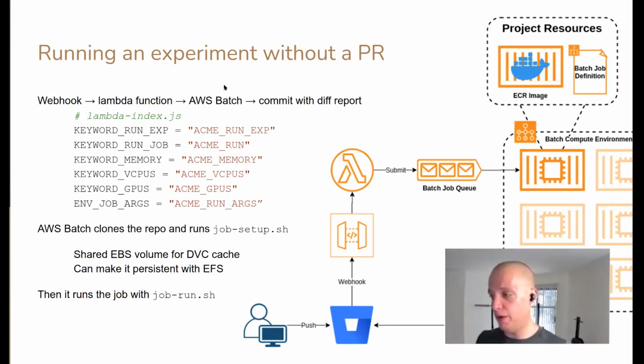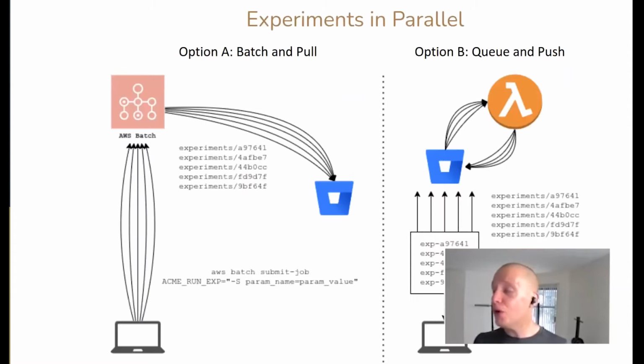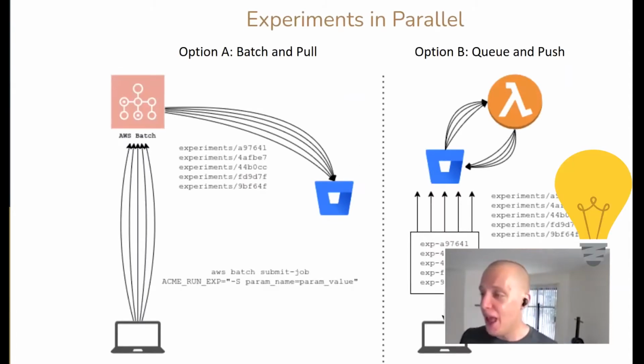And so that would let me run an experiment without opening a PR. And again, why would I want to do that? Well, because I want to run lots of experiments. Like I want to run 400 experiments and figure out which is the right model, which are the right parameters, all that kind of stuff.